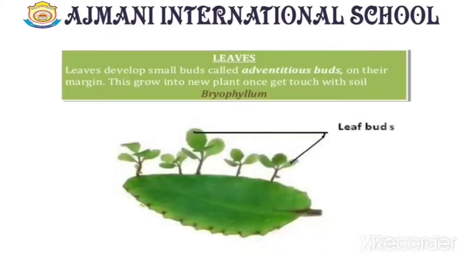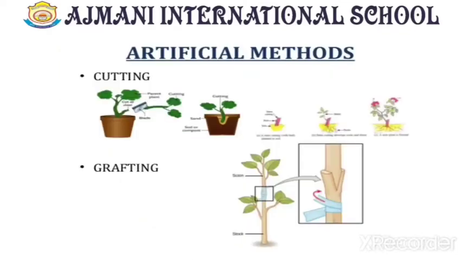I hope you understood. The next is leaf, which can perform vegetative propagation. Leaves of certain plants form buds on the leaf margin that develop roots. These leaf buds give rise to new plants. For example, bryophyllum.